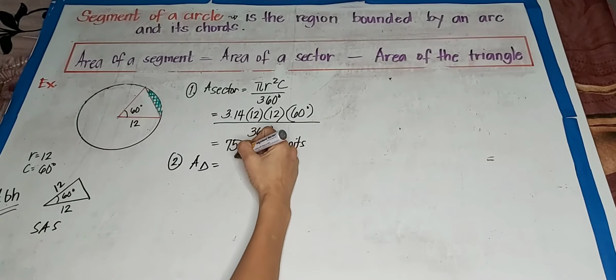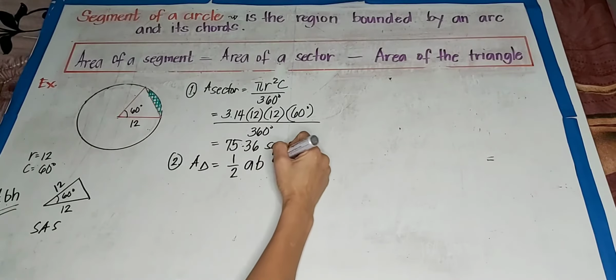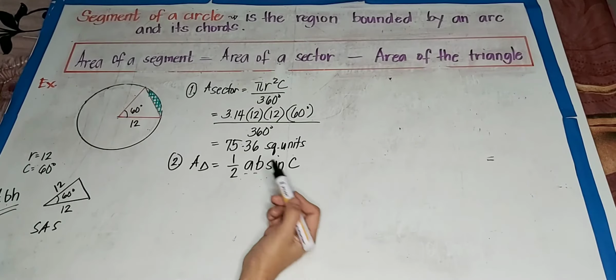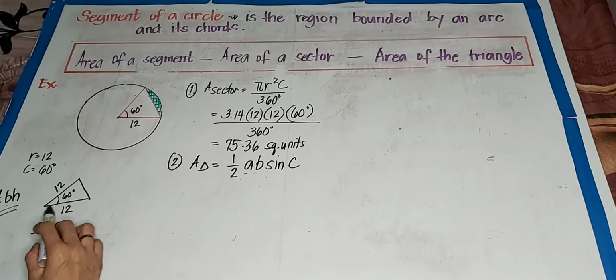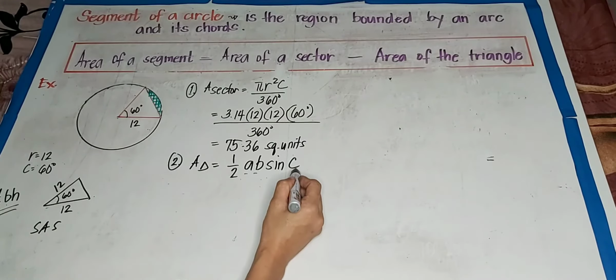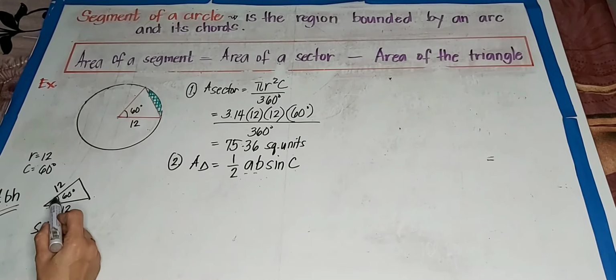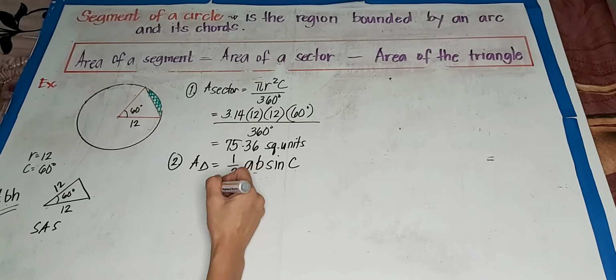So, what is that law of sines? 1/2 A, B, sine C. Okay. A and B are the sides of the angle in this case. So, meron tayong dalawang sides. So, yung 12 units, 12 units. C refers to the included angle. So, ito yung angle sa pagitan ng dalawang given na side. So, this is 60 degrees. So, this can be applied here.